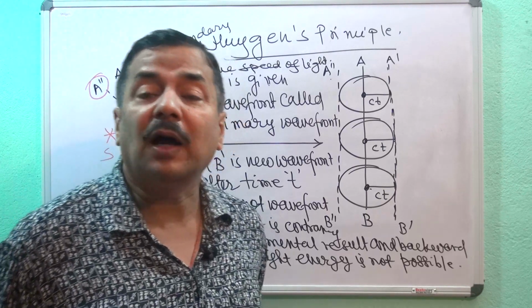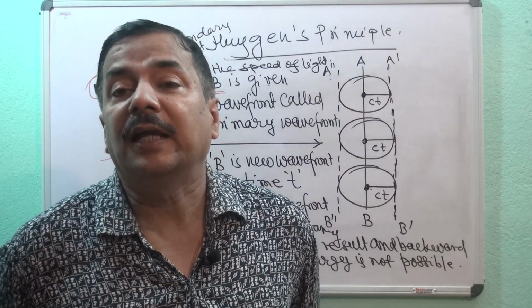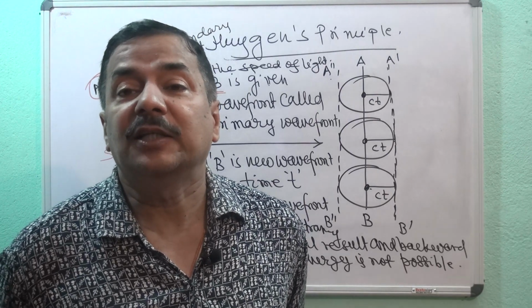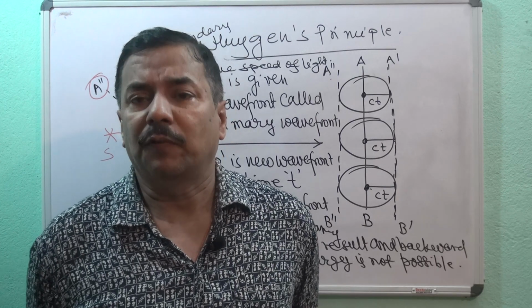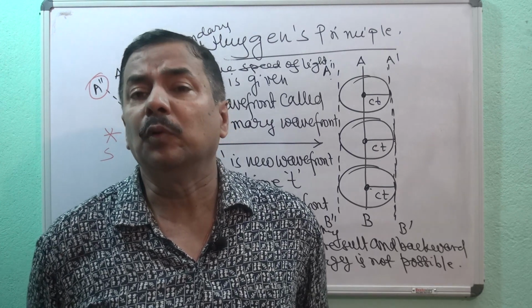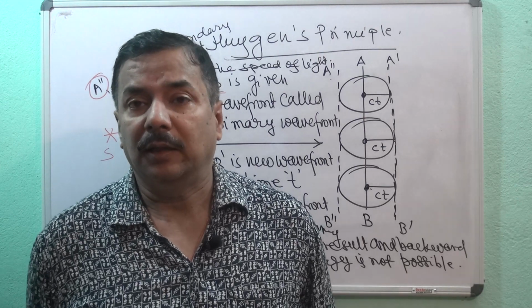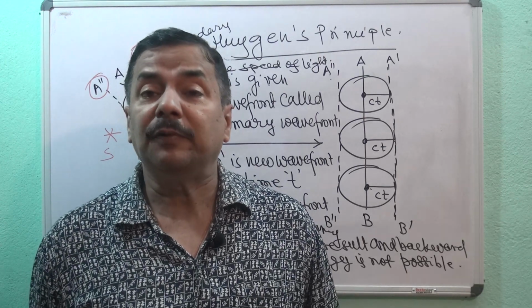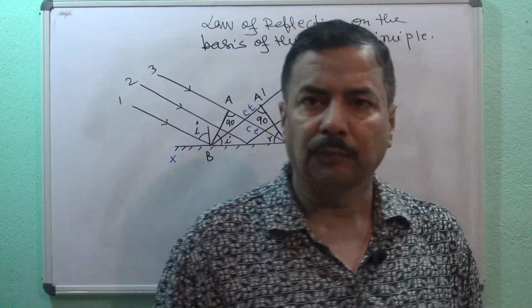Law of reflection is what? Angle i is equal to angle r. This is the law of reflection, and sin i by sin r is mu, that is refractive index, is the law of refraction. These two, law of reflection and law of refraction, we will prove using the Huygens principle just now, and it will be a very important portion from your examination point of view.